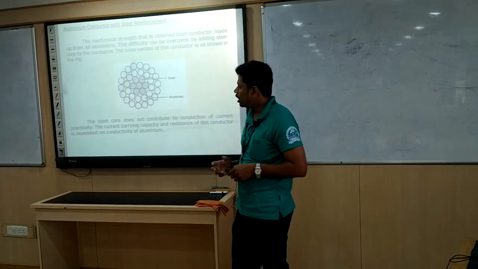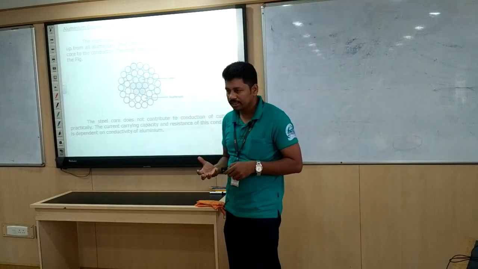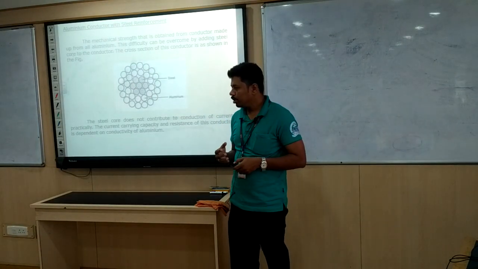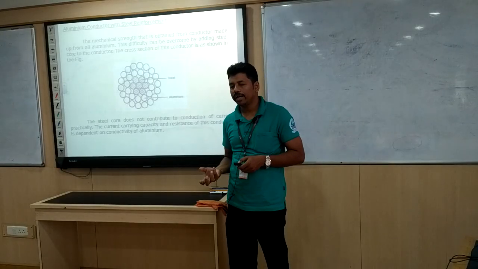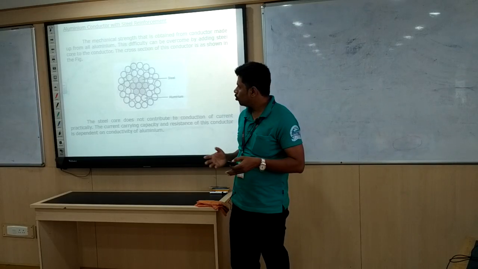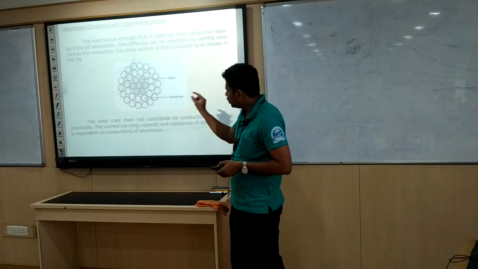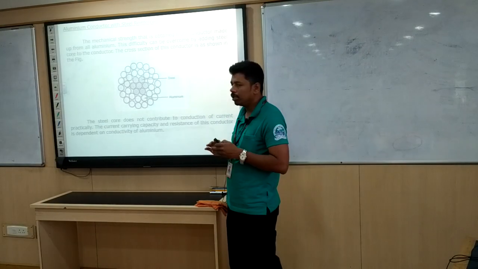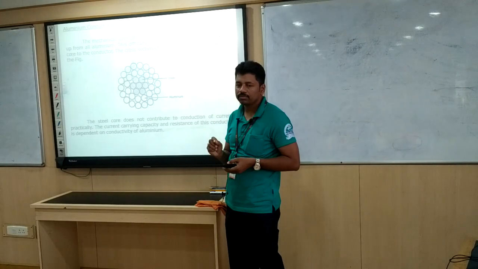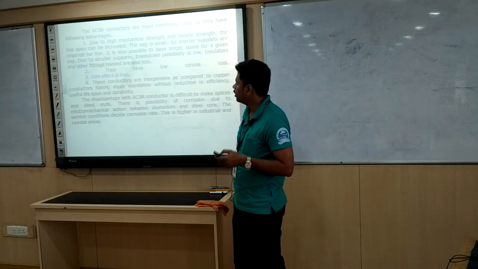Why ACSR? Even though the weight of the aluminum is less, the tensile strength of the aluminum is poor. Due to that, if you pass some amount of current, due to heat it will get elongated, and due to cold it may get contracted. To overcome this and improve the tensile strength, we impose steel inside the aluminum conductor. The aluminum is present outside, and you put steel strands inside, so that the overall conductor tensile strength is increased.